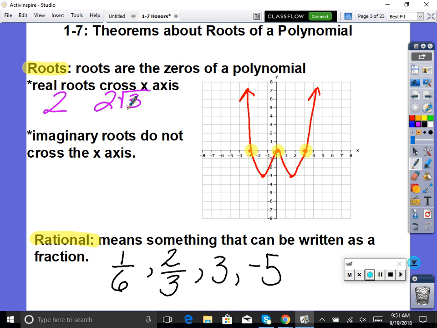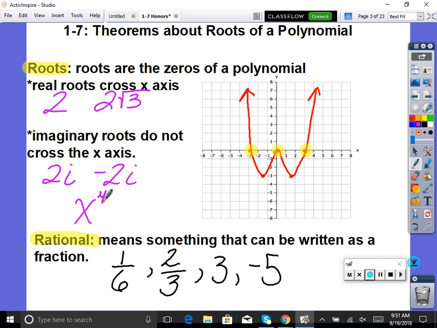Okay, imaginary roots do not cross the x-axis. So this is when we have imaginary solutions like 2i and negative 2i. So, I'm going to ask you a question real quick. If I told you that I have a degree 4, but it only has 2 real roots, it only crosses the x-axis in 2 places, what would you know for sure? 2 of them are imaginary because they do not cross.